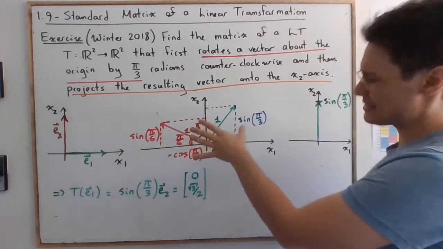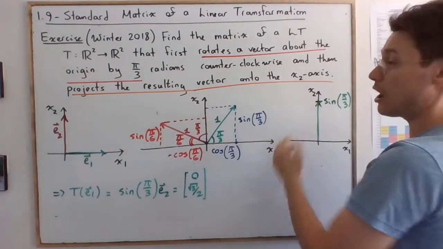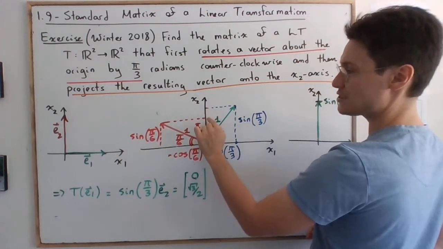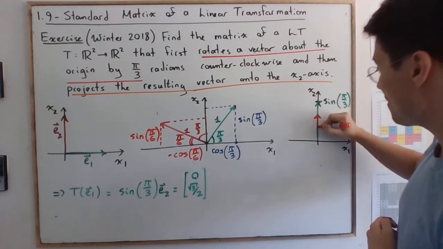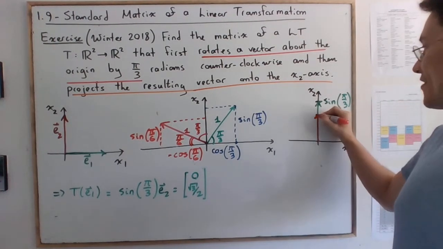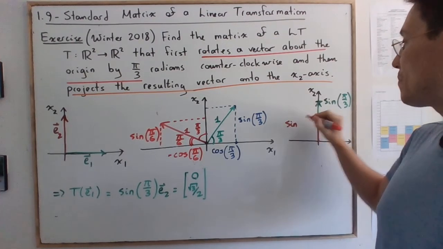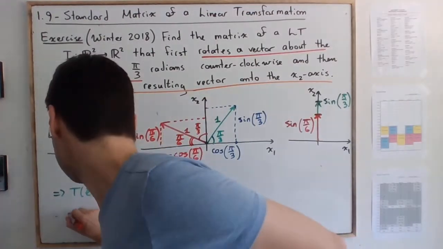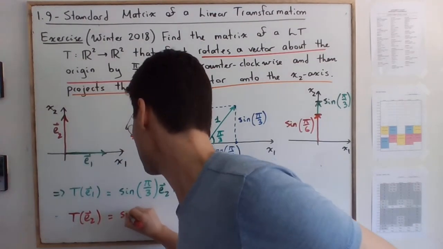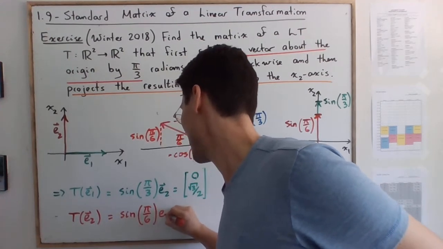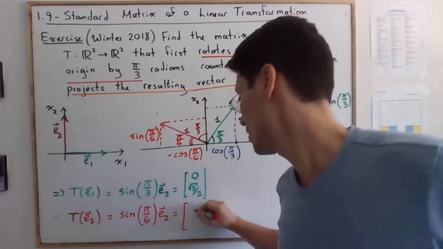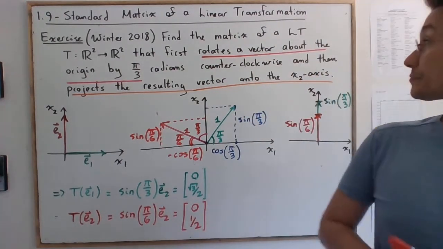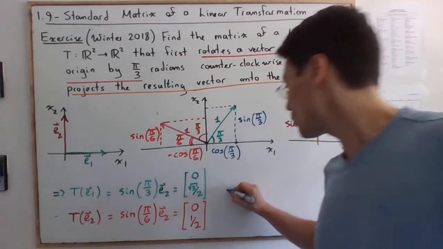So this is step one. Step two is projecting the resulting vector onto the x2 axis. Remember, same as with E1, you take a bulldozer and you crush this onto the x2 axis, keeping its height. So this will be the resulting vector, and the height will be sine of pi over 6. This means that T of E2 will be the sine of pi over 6 multiplied by E2. Again, we have here 0 and sine of pi over 6, which you should know is a half. So we have our final answer.